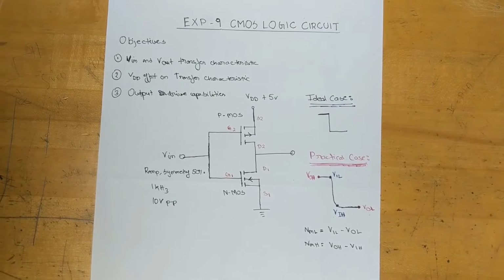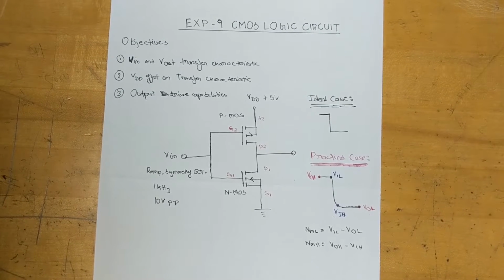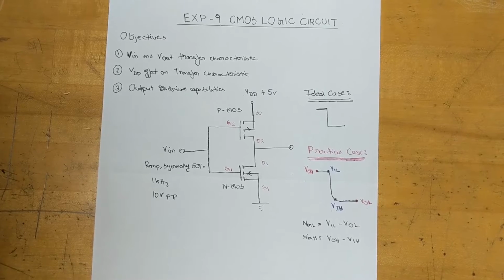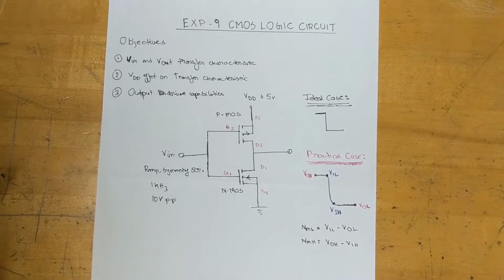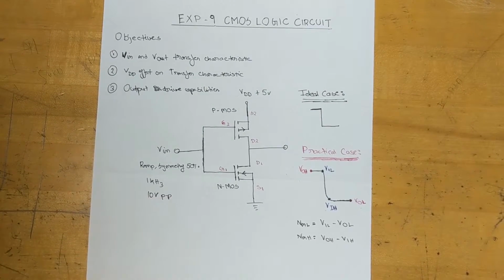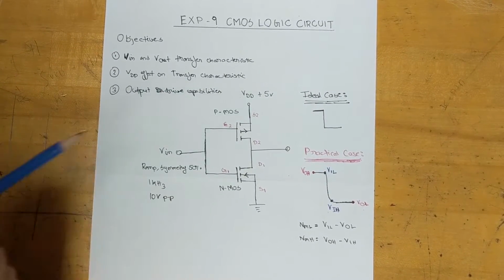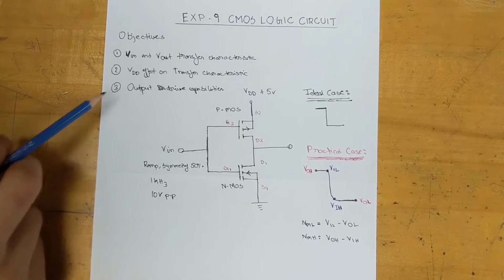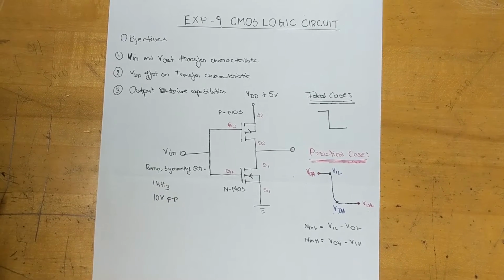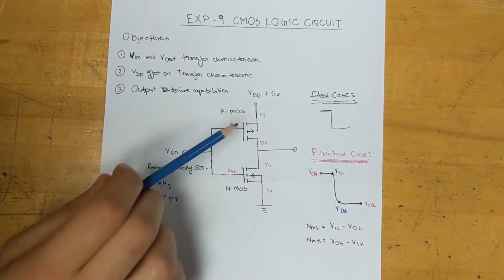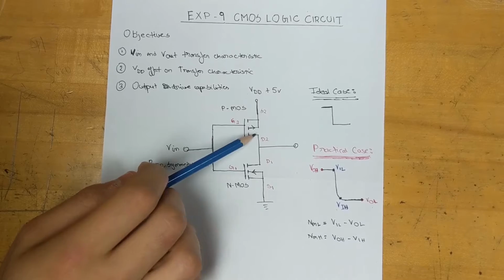In this experiment, we are going to study the CMOS logic circuits, the CMOS inverter to be specific. To do that, we're going to look at three things: the V input, V output characteristic of our CMOS inverter, the effect of the supply DC voltage VDD on our transfer characteristic, and finally the output drive capability of our CMOS inverter. The CMOS inverter consists of an NMOS and a PMOS with the two drains connected together.